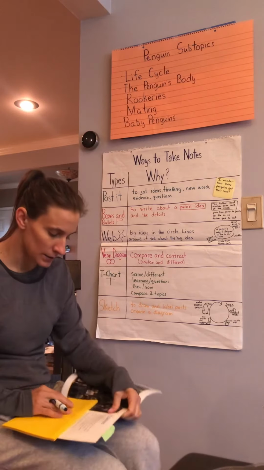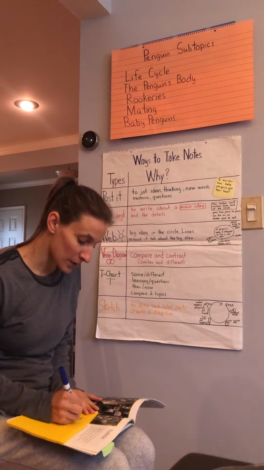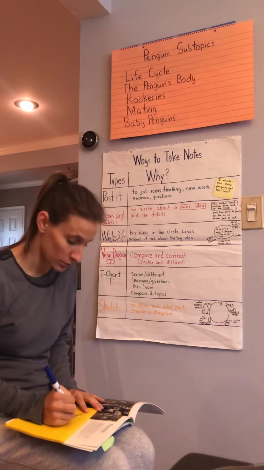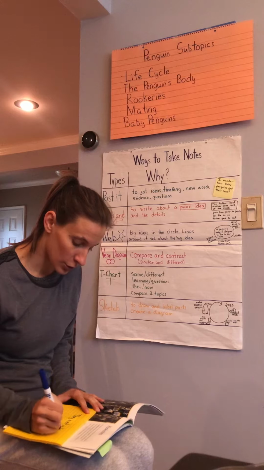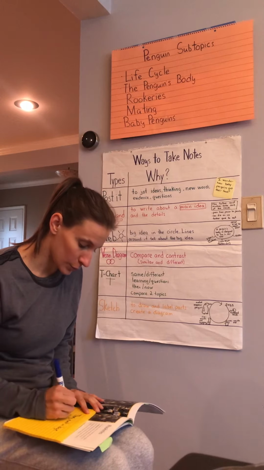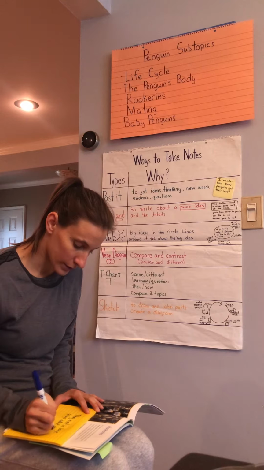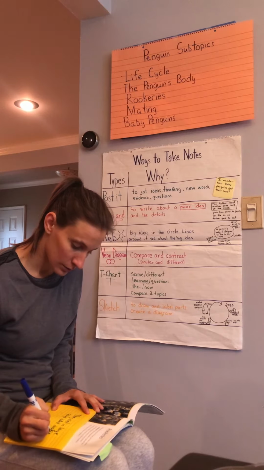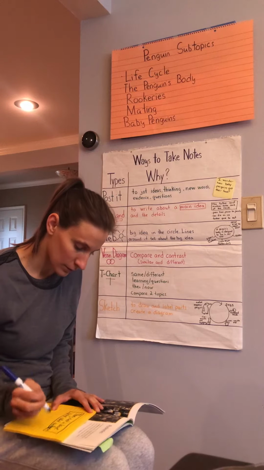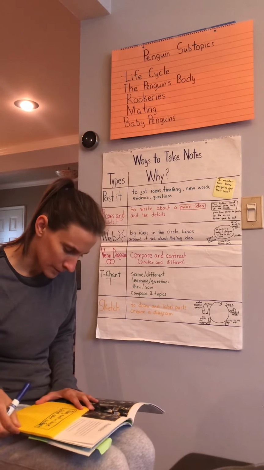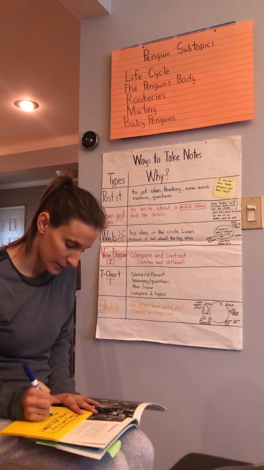So my main idea is that they nest in large groups called rookeries. I'm going to make sure that my main idea is a complete sentence, not a word. So it shouldn't be rookeries. They nest in large groups called rookeries. Let me look at my details. They return once a year to have babies.